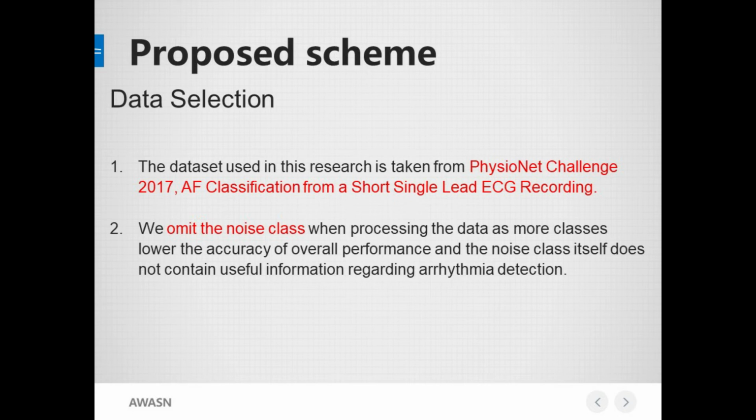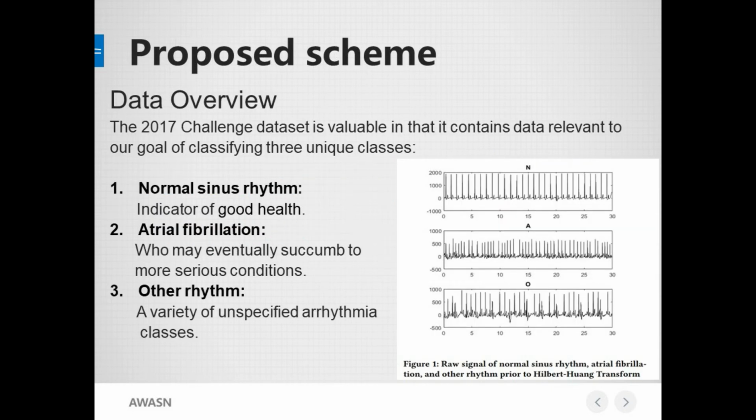However, we omit the noise class when processing data, as more classes lower the accuracy of overall performance, and the noise class itself does not contain useful information regarding arrhythmia detection. Data modeling requires an understanding of the data in order to capture, manage, use, and integrate its essence for practical pursuits. From this perspective, the 2017 challenge dataset contains data relevant to our goal of classifying three unique classes: normal sinus rhythm, atrial fibrillation, and other rhythms.